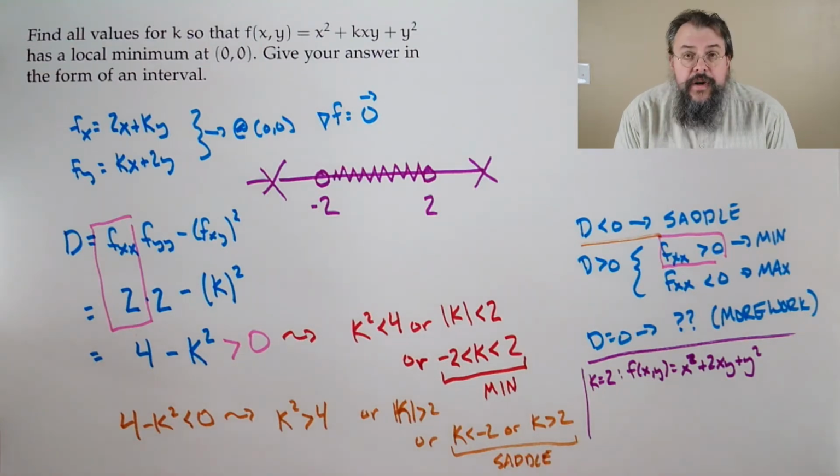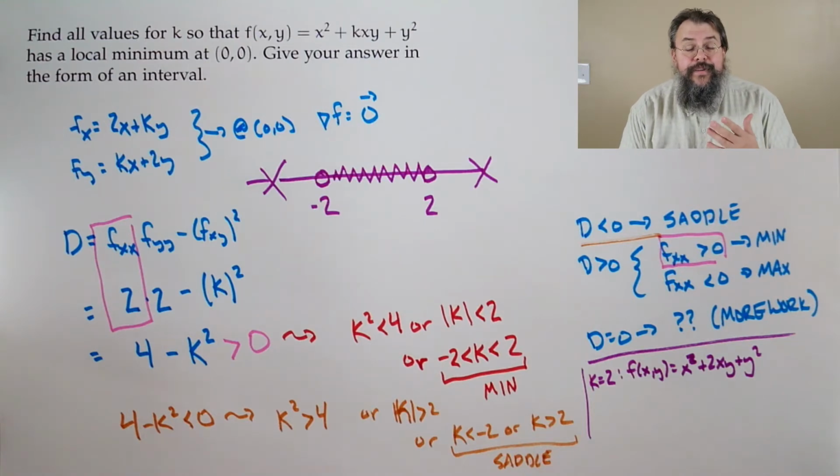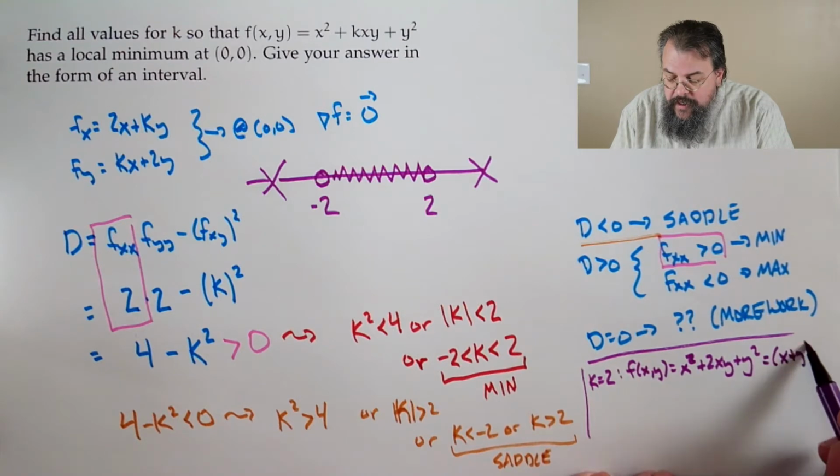Well, let's look at our function. x squared plus 2xy plus y squared. What's another way to think about that? Well, it's a perfect square. This is (x plus y) squared.